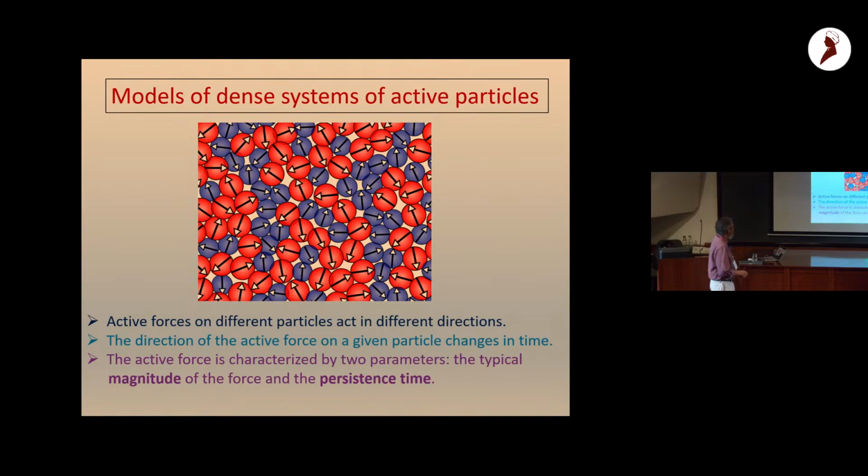So there are some characteristics of activity in simple models. We'll be characterizing activity in terms of two parameters. One is the typical strength of the active force, and the other is called the persistence time. This active force, indicated by these arrows, itself changes direction. And this persistence time is the time scale associated with the change of direction of this active force. So these are the two parameters, in addition to the usual parameters that one specifies, like density, temperature, composition, etc. Those are taken from studies of passive glass transition. And what we try to do is introduce activity and then try to see how that behavior changes.